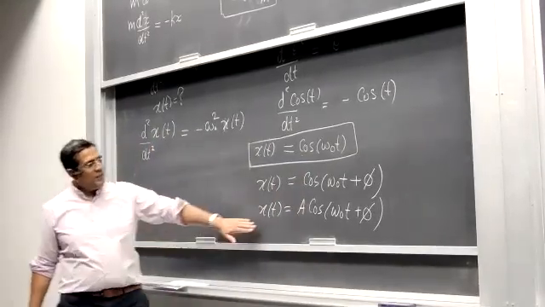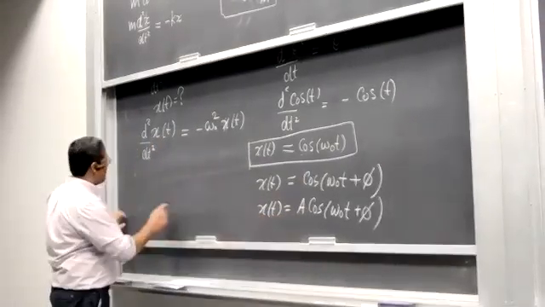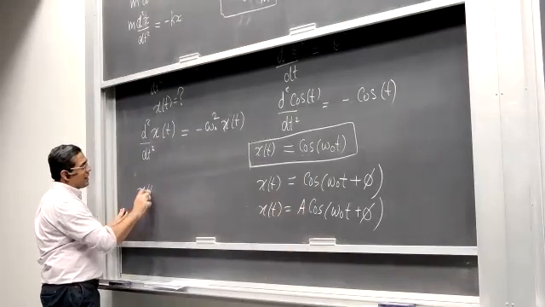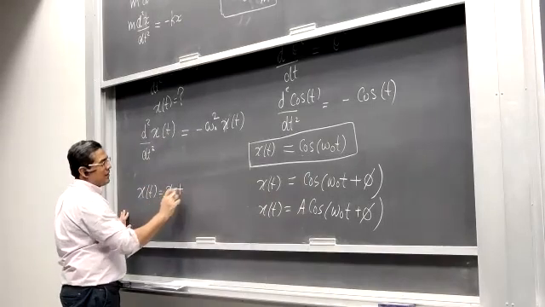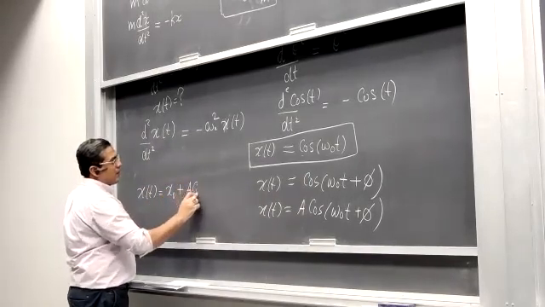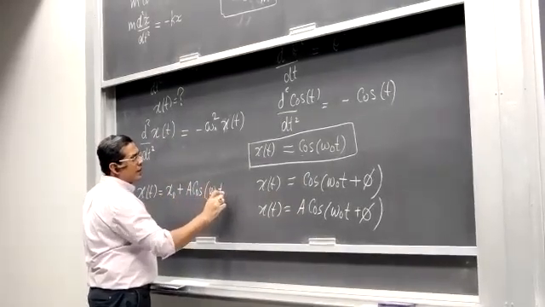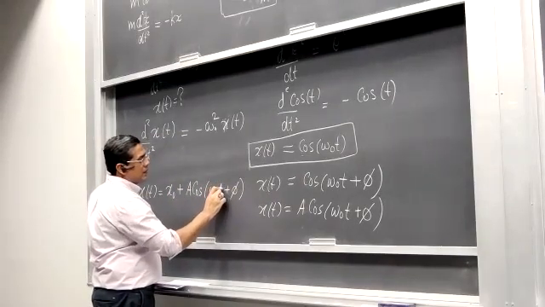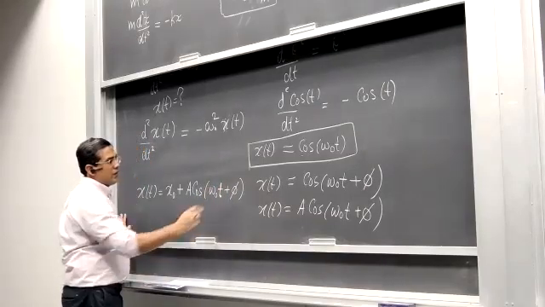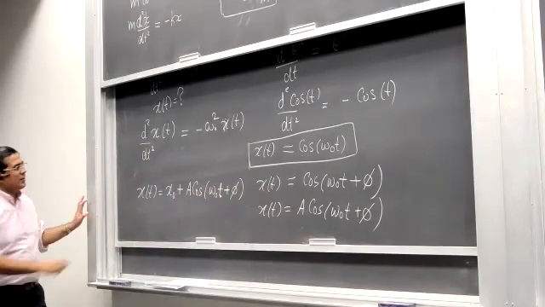All right. So now we have x of t, and this would be the same solution. Actually, an even more general and better choice would be x of t equals x naught plus a cosine omega naught t plus phi. All right, this is the most general.